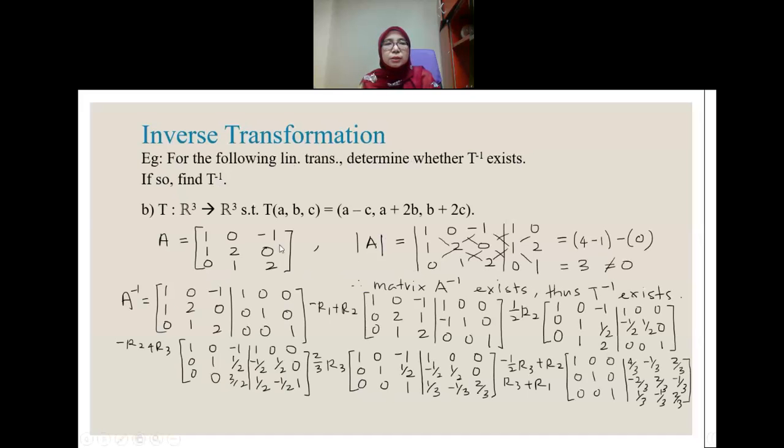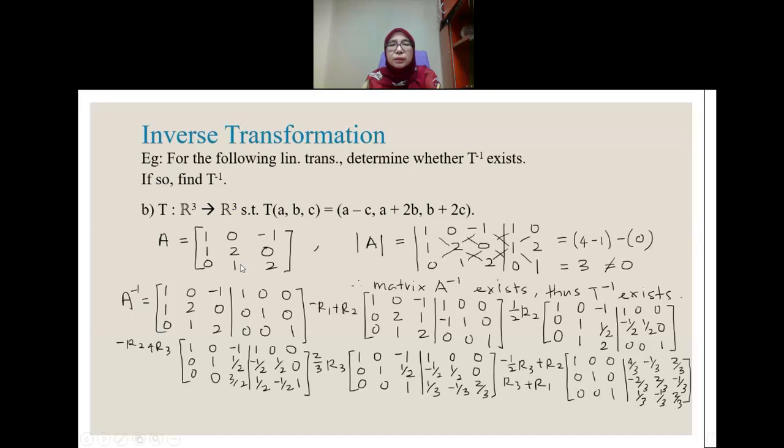Next question. This one is R cube to R cube; R cube maps to R cube. Okay, the given transformation, this equation. So there are three components and three variables, therefore the standard matrix is of size 3 by 3.